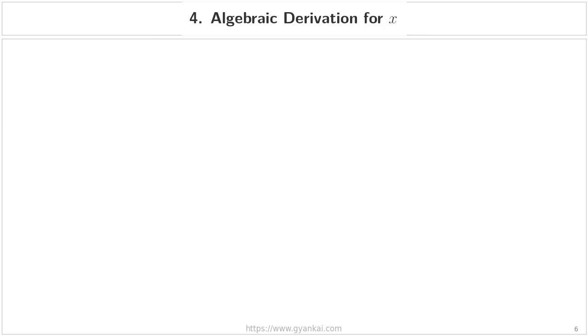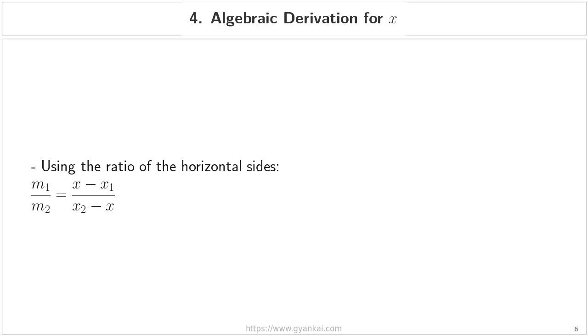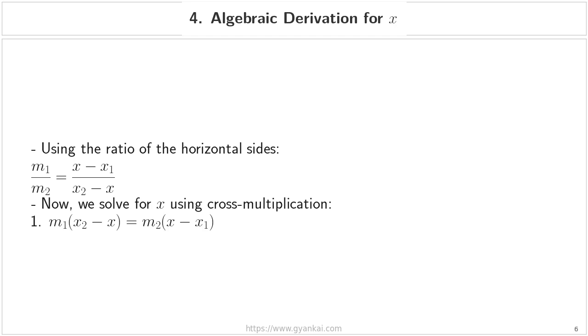4. Algebraic derivation for x. Let's start by looking at the ratio of the horizontal sides. From our previous work, we know that the ratio of the segments, m1 over m2, is equal to the ratio of the horizontal lengths, which is x minus x1, all over x2 minus x. To find the formula for x, we need to isolate it, and the best way to start is through cross-multiplication.